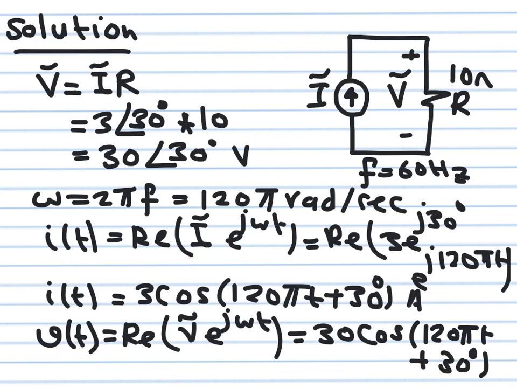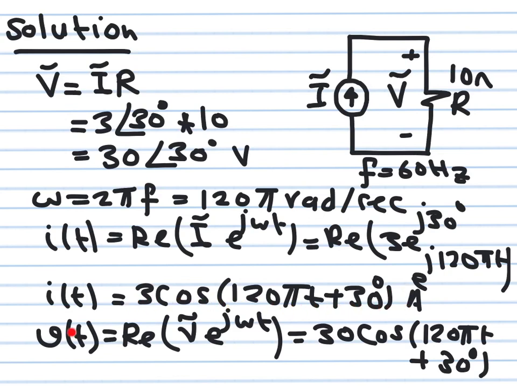This is the phasor of the current, which was given to us. It is 3 angle 30, so 3 e to the j30 degrees multiplied by e to the jωt, e to the j120πt. You combine these two complex things and you take the real part, e to the jθ becomes cosine θ. So this is the expression for the current in amperes.